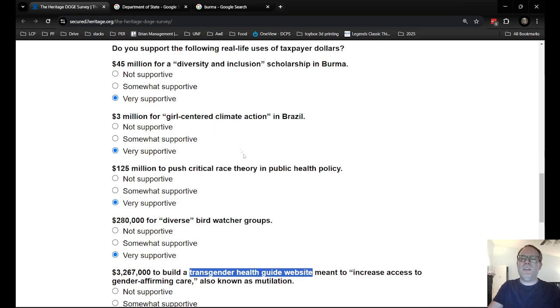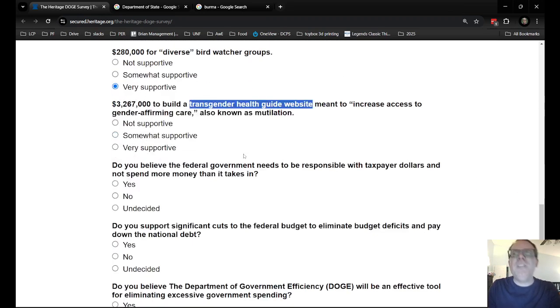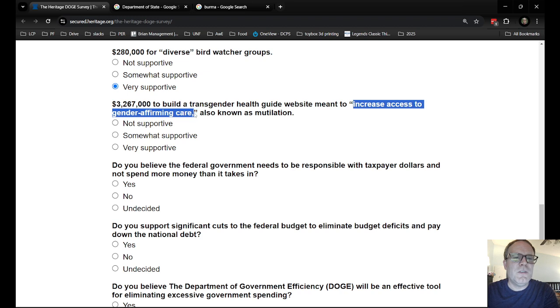Girl-centered climate action, I'm not sure. I'm starting to wonder if they're just pulling words from the solicitation, like "increase access to gender-affirming care." Why does that need quotes? Are they pulling that from whatever it is they're looking at, or are they somehow trying to cast aspersions on the thing using finger quotations? I don't know what the purpose of the quotation marks is.